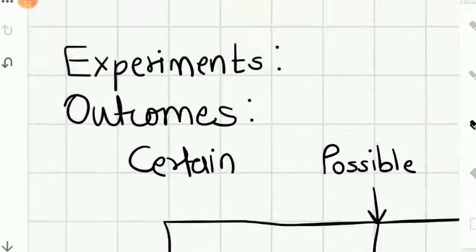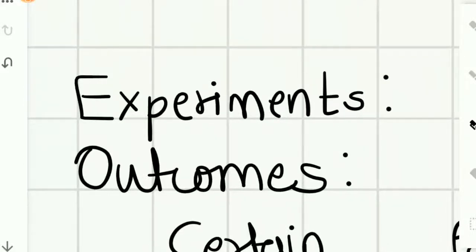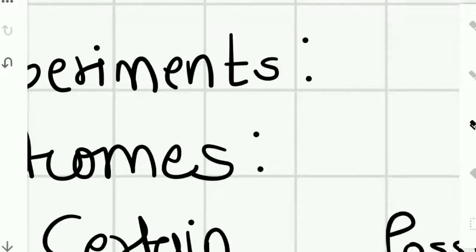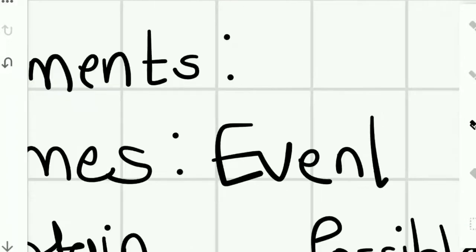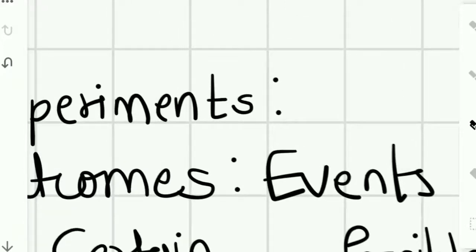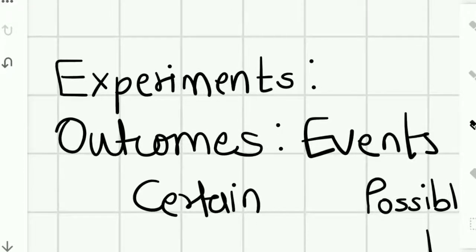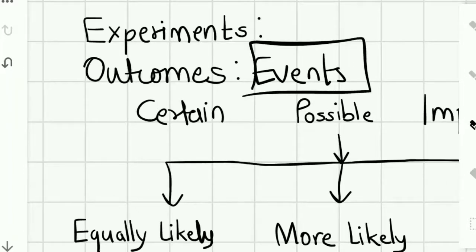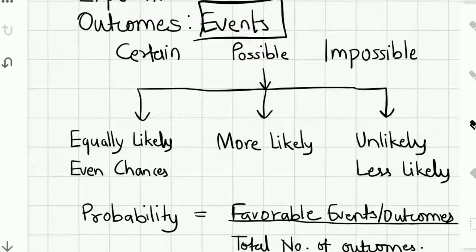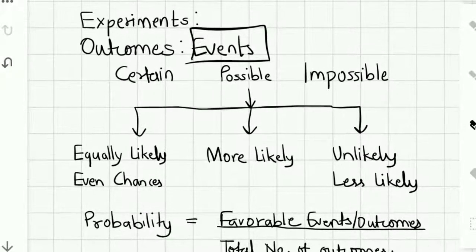And this experiment must have some outcomes. These outcomes are called events. So in a coin tossing experiment, the case where heads comes up is an event, and another case, when tails comes up, is also an event. These events are classified into three categories: certain event, possible event, and impossible event.